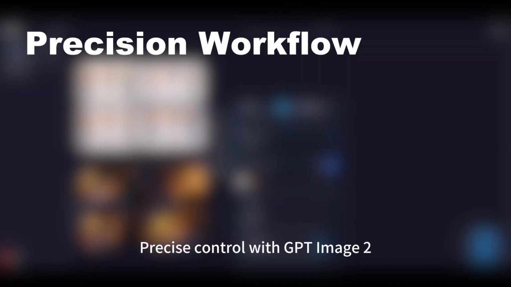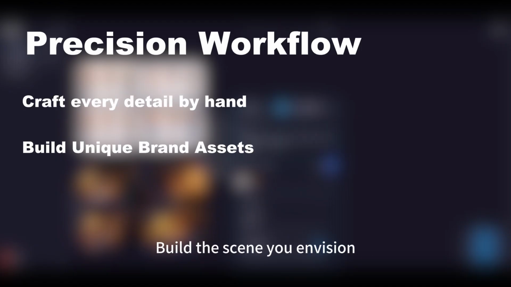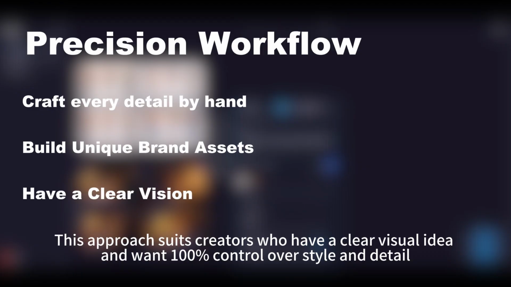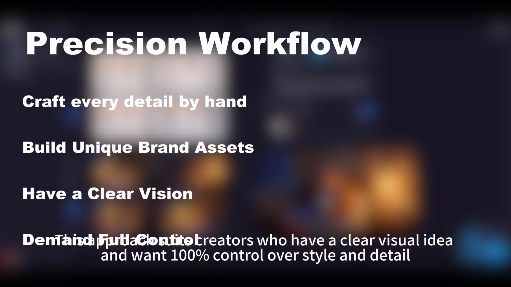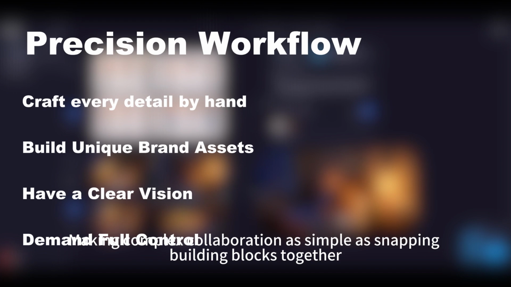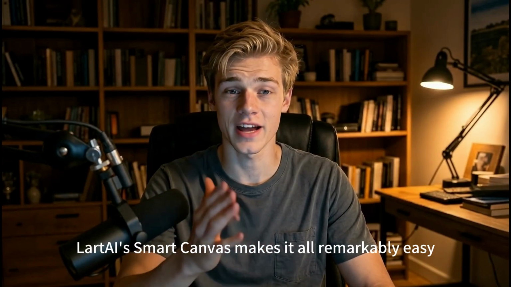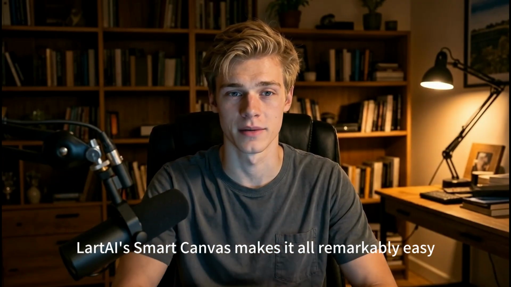Method 2. Precise control with GPT Image 2. You craft every element yourself, design a unique character, build the scene you envision. This approach suits creators who have a clear visual idea and want 100% control over style and detail. Smart Canvas becomes a pipeline connecting top-tier image and video models, making complex collaboration as simple as snapping building blocks together. Whichever method you choose, Smart Canvas makes it all remarkably easy.